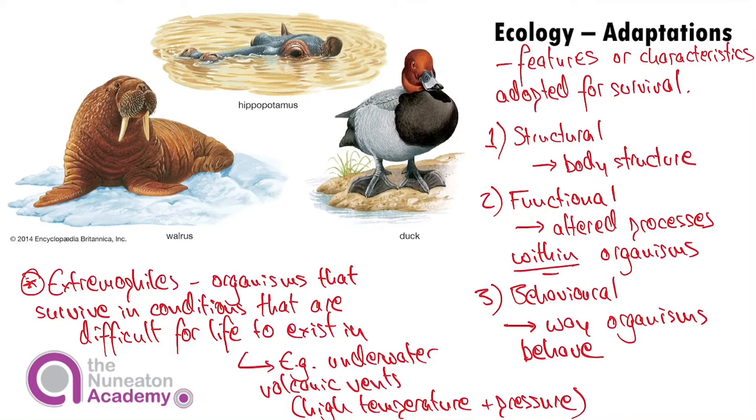Plants can also have structural adaptations, for example cacti that live in hot, dry conditions. They have thick stems and spines for leaves to protect them from being eaten and also to reduce water loss.